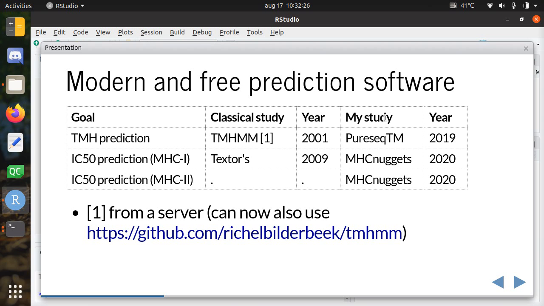So in my studies, I searched the literature for TMH prediction software, and I found PureSecTM in the year 2019, so it's very recent. And I want to use that. And for IC50 predictions, I went with MHCnuggets, which is even more recent, and it can do MHC1 and 2. So that's great. That's why I chose these ones. They were modern and free.